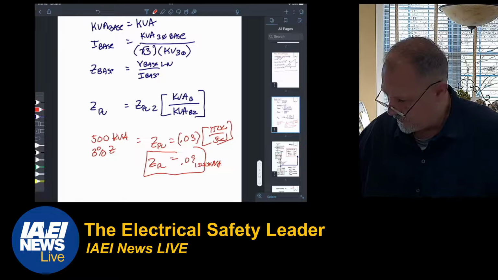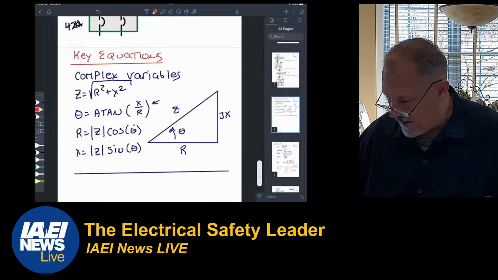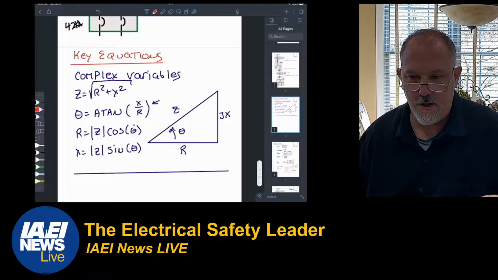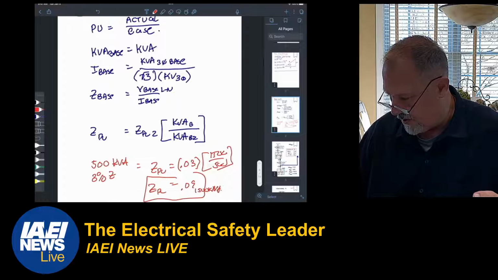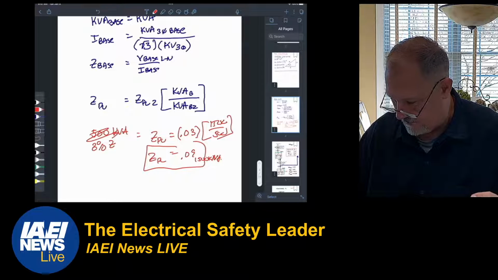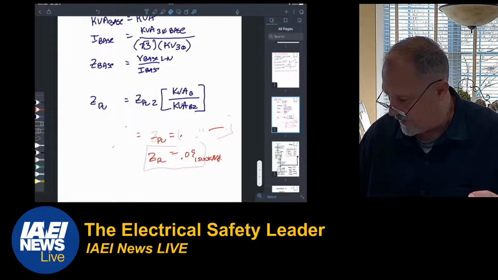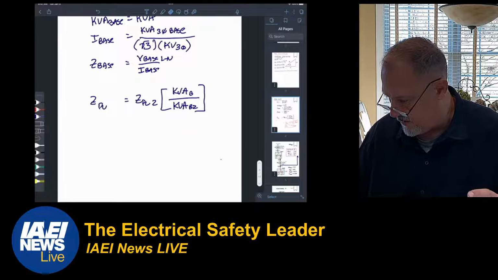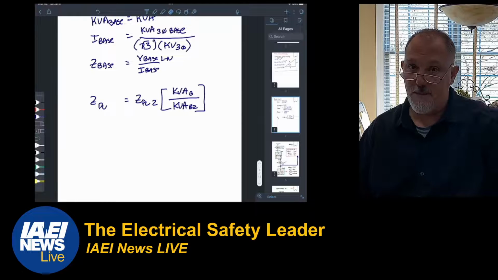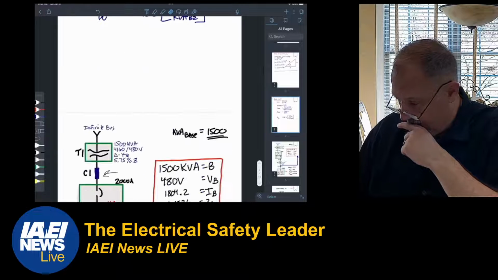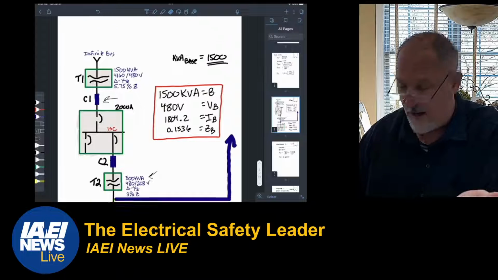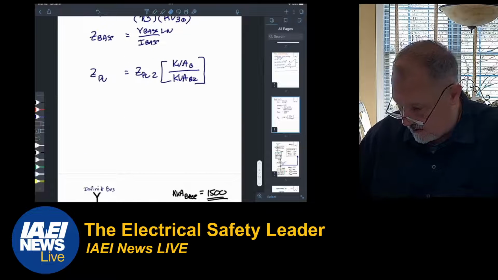All right, so those are my key equations. You need to know these. You also need to know your per unit equations. For what we're doing, all I need is how to get the Z per unit of a transformer from one kVA base to a different kVA base, to the kVA base that I selected. All right, so let's do the math on the base values.